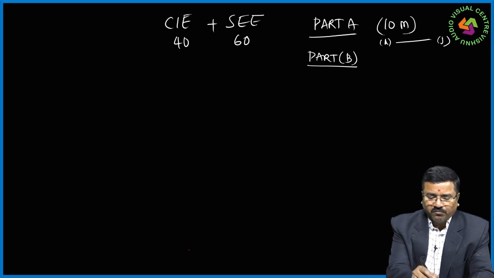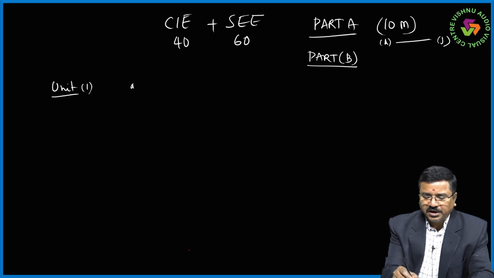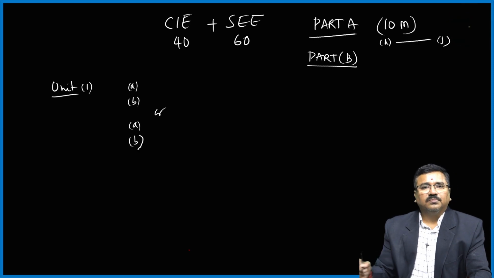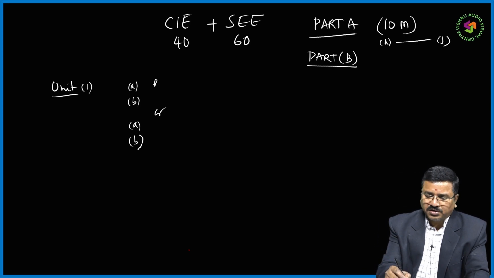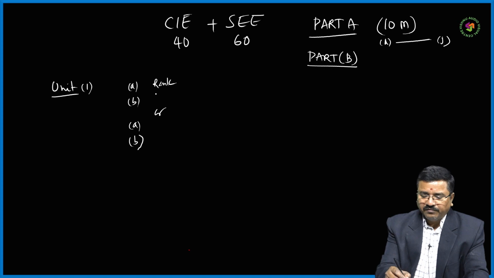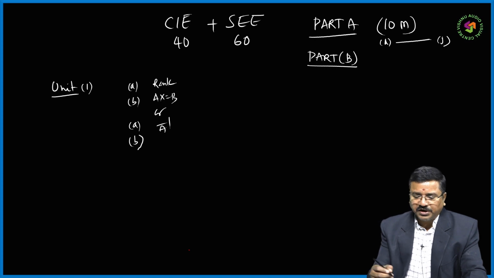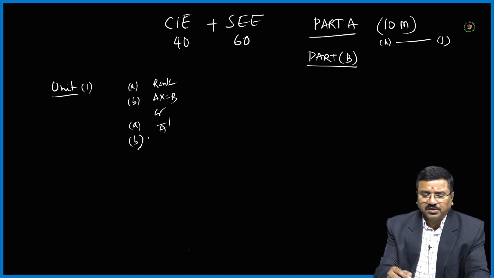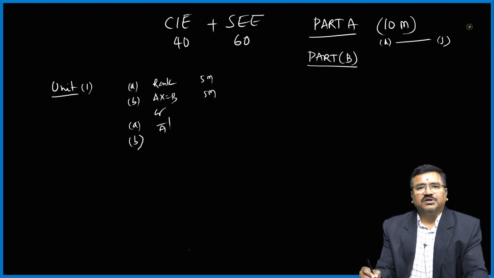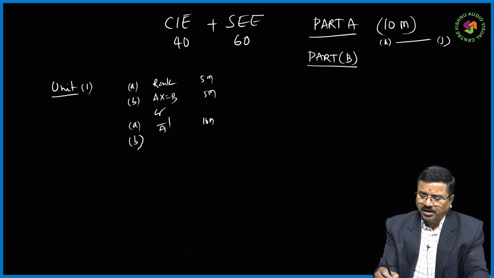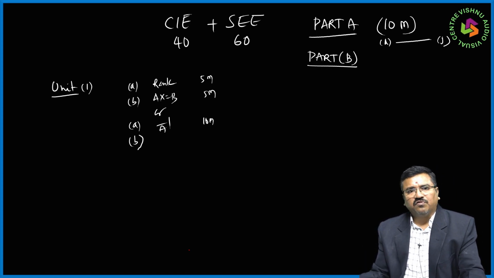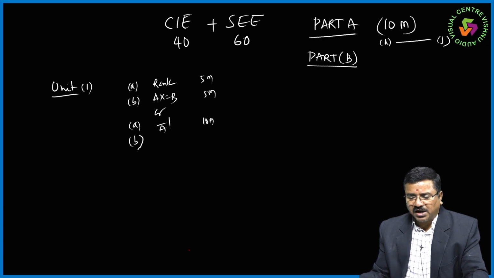Coming to unit 1, he will give the question like this: A, B, sometimes A, B. Sometimes there are chances of a question to find the rank. He will give some Ax equal to B, and here he will ask for A inverse. Generally, whenever he asks for A inverse, each carries 5 marks. Sometimes the inverse is given for 10 marks, depending on the size of the matrix. If it is 3 by 3, he will give 5 marks; if 4 by 4 is given, he will straight away ask for 10 marks.